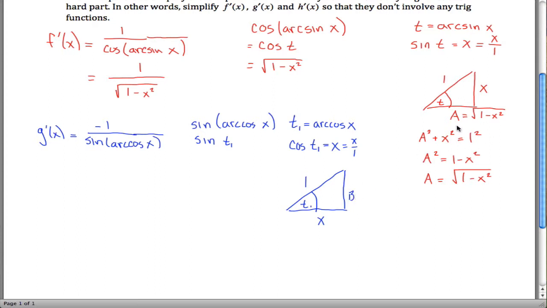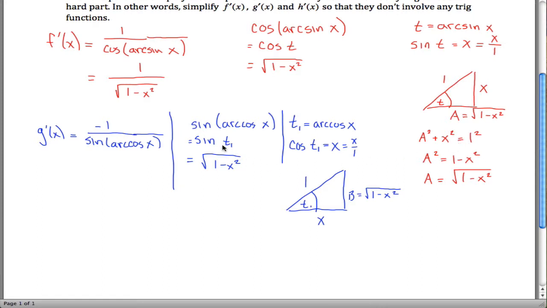But I can figure out B in the same way I figured out A over here. Actually, it's going to end up being the exact same answer. It's the square root of 1 minus x squared. So when I'm trying to figure out what the sine of arc cosine of x is, I figure out that that's just the sine of t1, and I can figure out the sine of t1 by looking at this picture. Sine is opposite over hypotenuse, so the sine of t1 is just the square root of 1 minus x squared. Very similar to what we did over here.